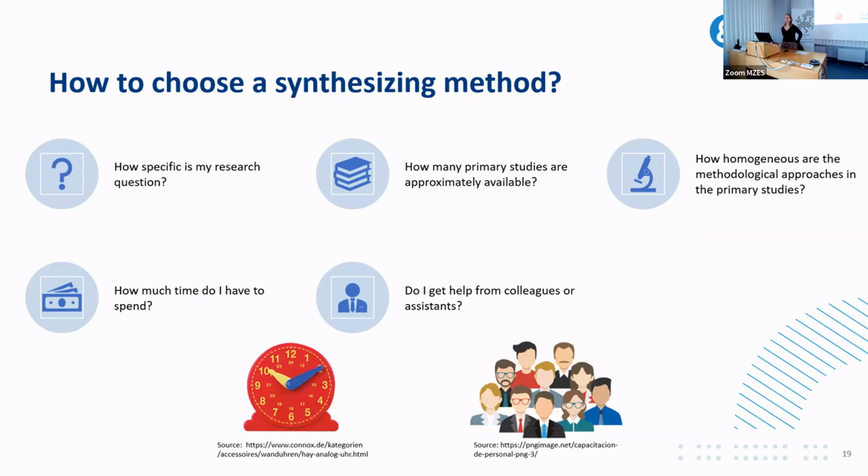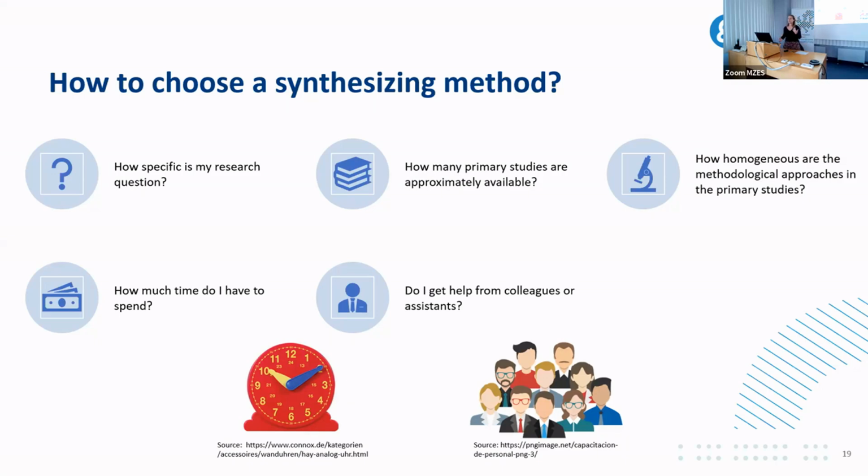There are a couple of questions you can ask yourself. For instance, how specific is my research question? The more specific it is, the better it is suited for a meta-analysis. How many primary studies are approximately available, and how many are comparable? So the more studies are available, and the more are really targeting the same issue, the better. Just for meta-analysis, how homogeneous are the methodological approaches in the primary studies? If they are homogeneous, or if they really do the same or compare the same issues in the primary studies, the more they are suited for meta-analysis.